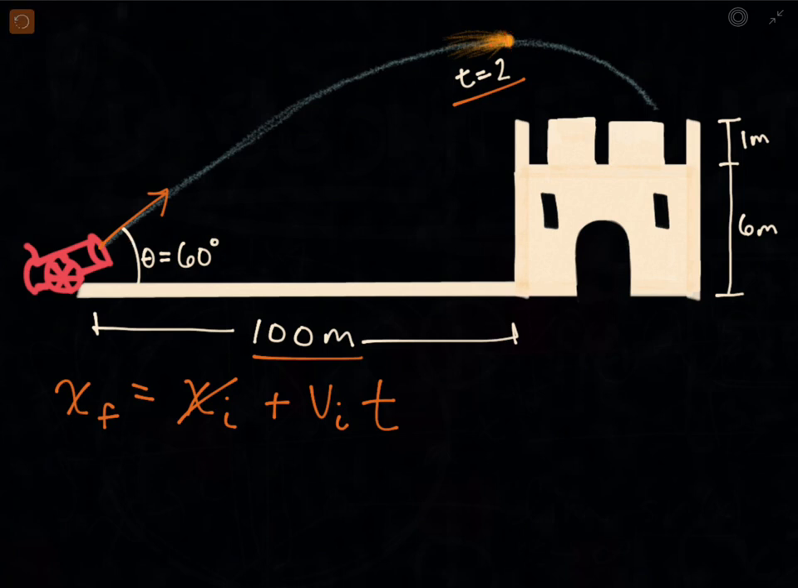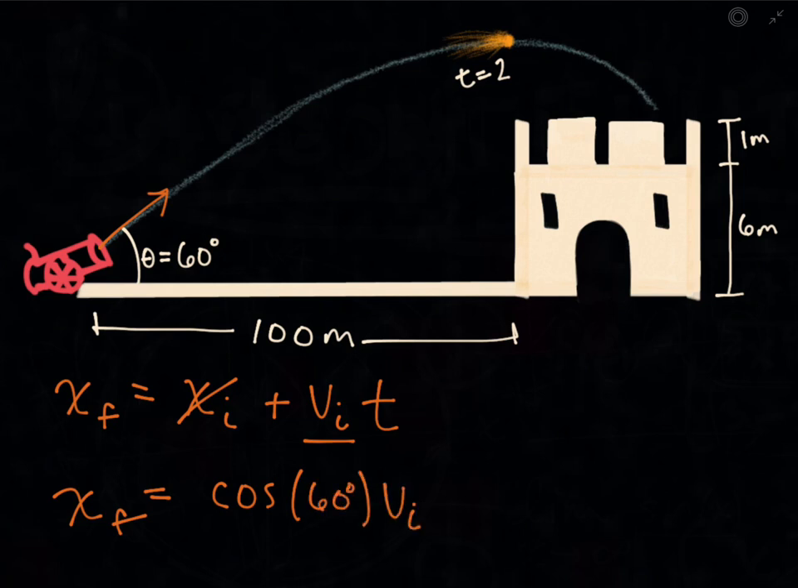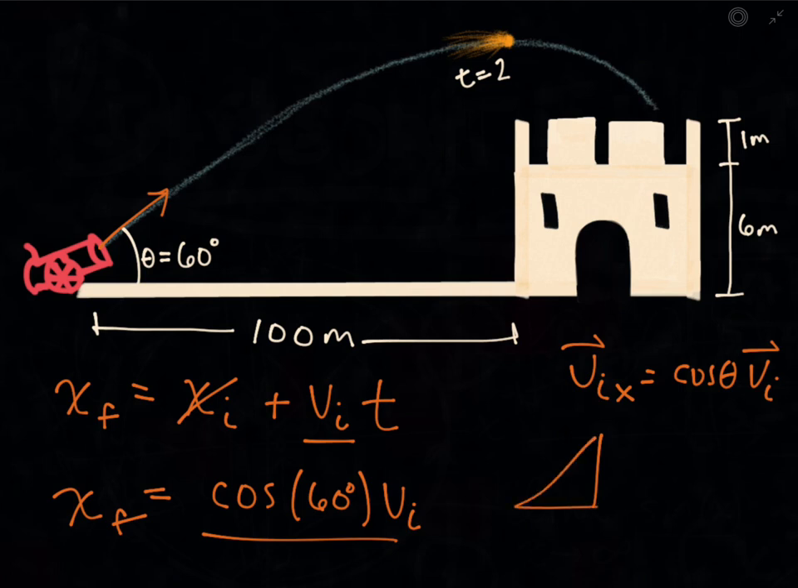So essentially I'm saying, if I knew the total initial velocity, then my final position at any time t, especially at t equals 2, is going to be 0 plus the cosine, because it's the x direction, the cosine of theta, in this case 60, times the initial velocity. And cosine theta times the initial velocity is just the initial velocity in the x direction, right? Because we're taking the triangle of the velocity.